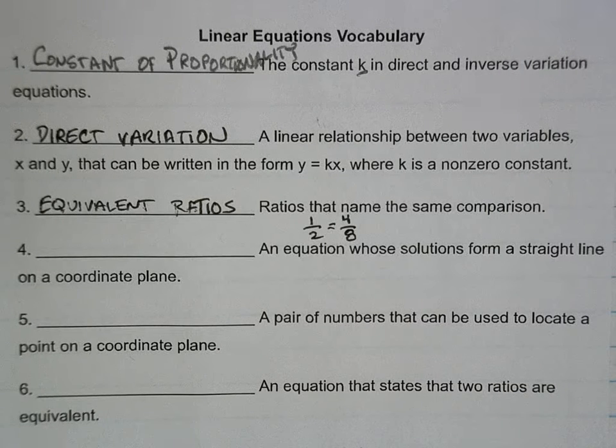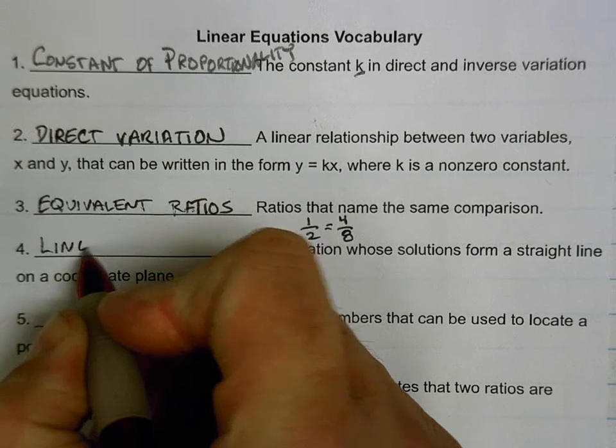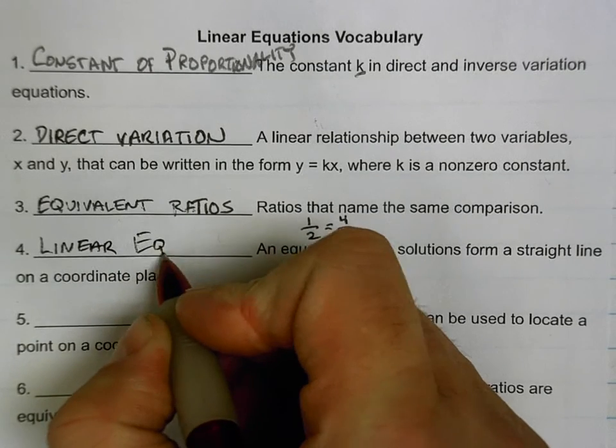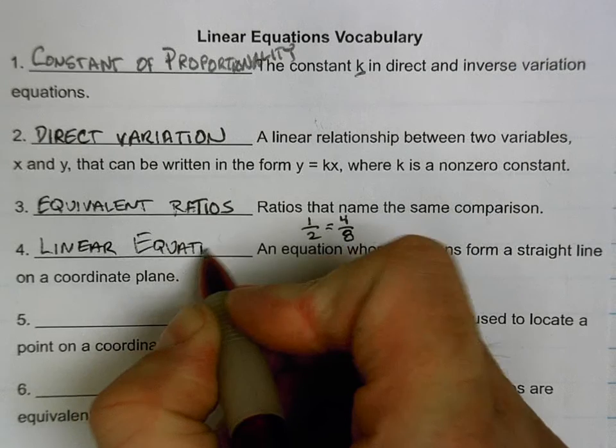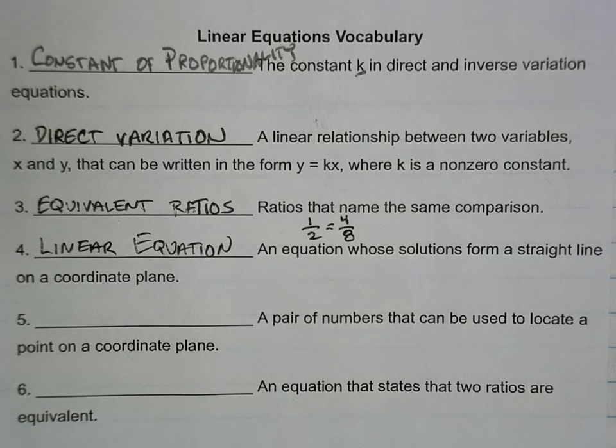An equation whose solutions form a straight line on a coordinate plane is a linear equation. It's what this whole unit's named. It's a linear equation because it makes a line. Linear equations make a line. We're going to talk about two types. We're going to start with proportional relationships, and then we're going to move to non-proportional.